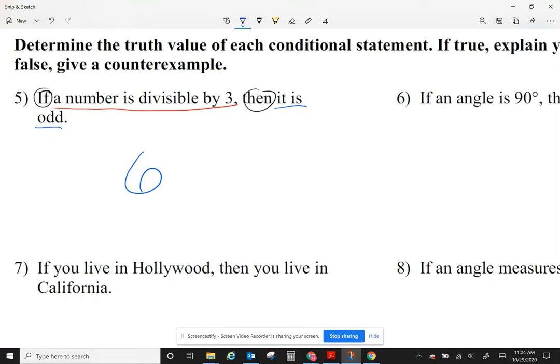Once again, if it is false, I want to give a counterexample. And a counterexample is an example when this is not true. And this is not true if the hypothesis is true, but not the conclusion. So that's it. I just showed a counterexample. So if false, give a counterexample. There are cases when this is true. I could think of the number 9. Yes, it is divisible by 3 and it is odd. But once again, I'm not asking you to give me an example when it is true. I'm saying if it is true, tell me why. If it's false, show me one time when it doesn't work.